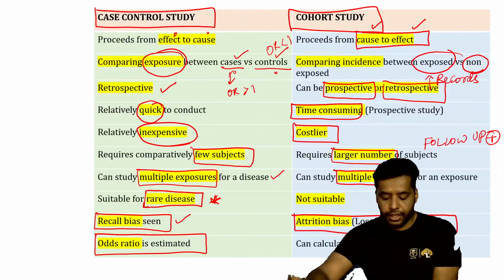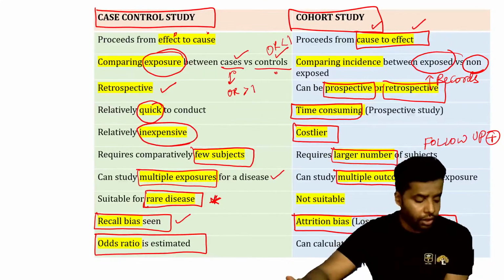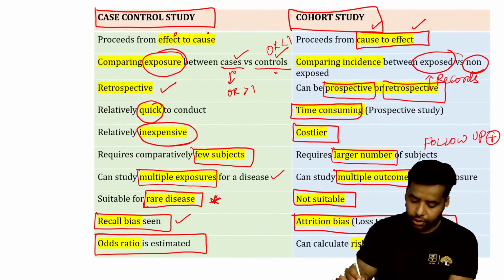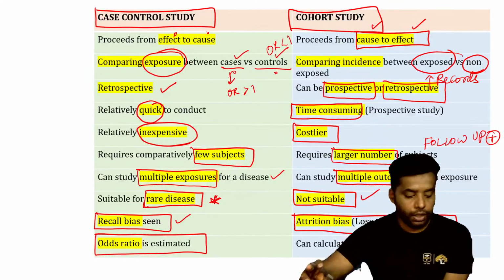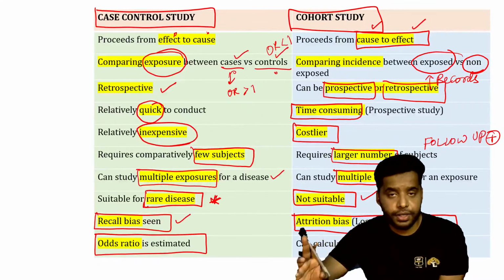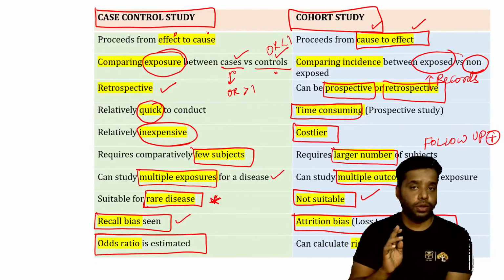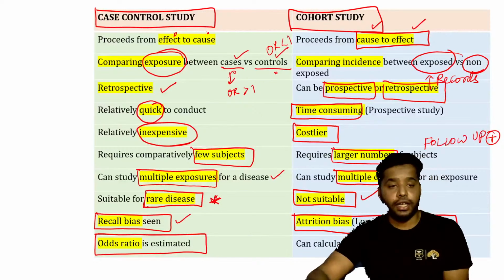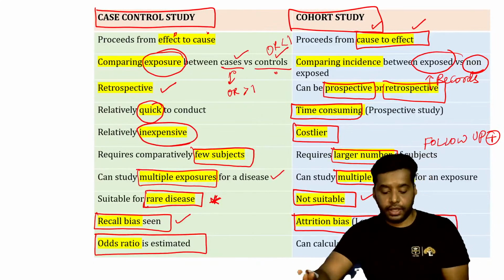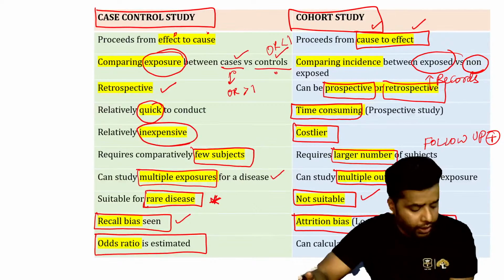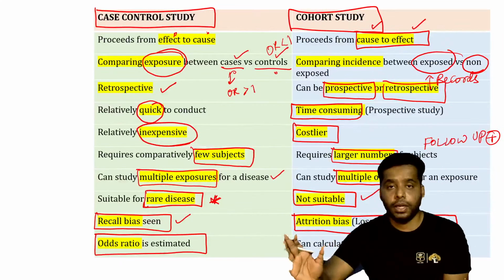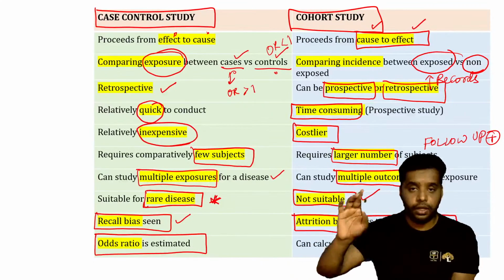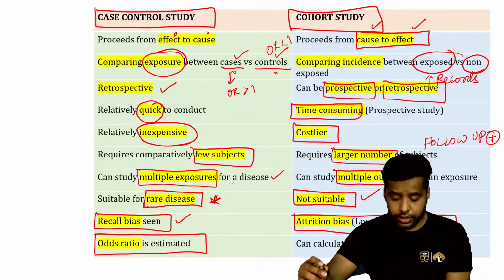Loss to follow-up is seen in which study? Cohort. Recall bias is seen in case control. Rare disease, case control is suitable, cohort is not suitable. But in a cohort study, to know the strength of association, we calculate risk ratio, also known as relative risk. What is the strength of association in a case control study? It is odds ratio, but in a cohort study, it is risk ratio. What is one more name for risk ratio? Relative risk.